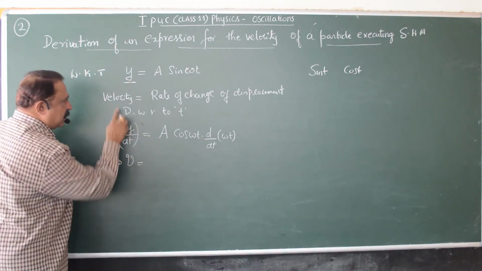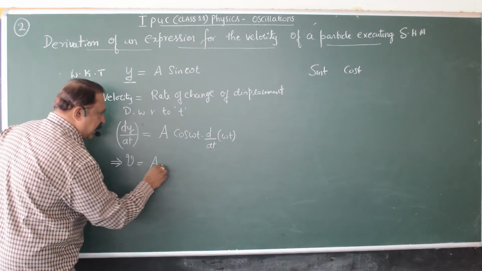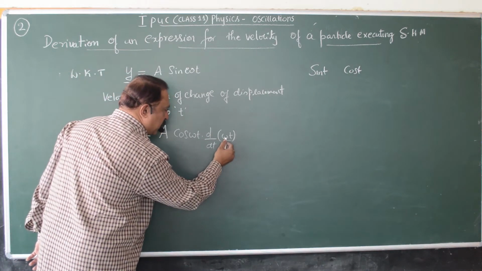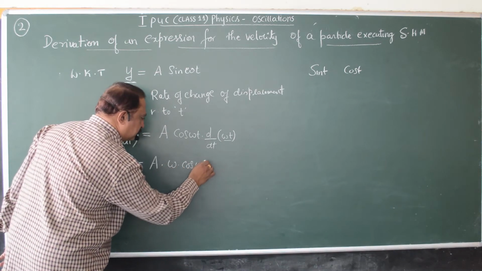So v equals, because dy by dt is the rate of change of displacement, which can be represented as velocity. So replace dy by dt by v. a you write as it is. The differential coefficient of omega t with respect to t is omega. So v equals a omega cos omega t.